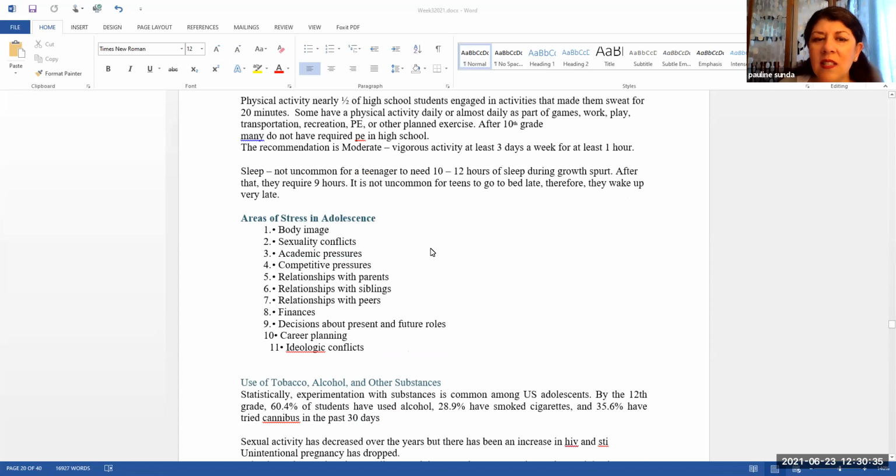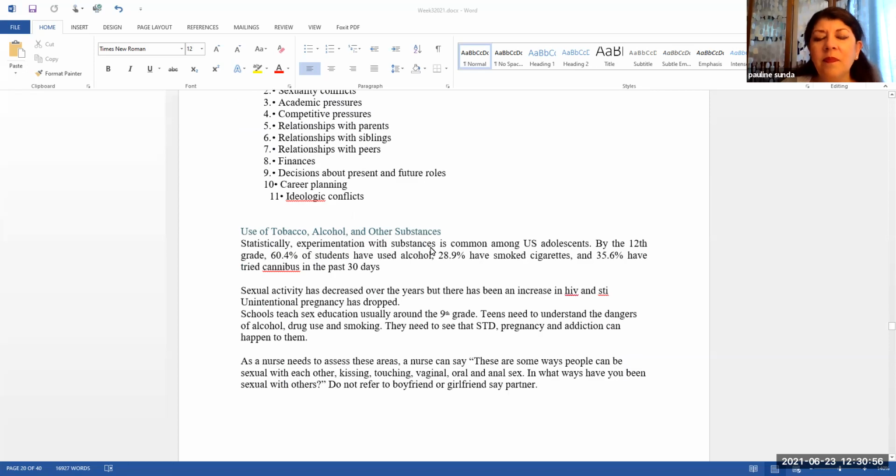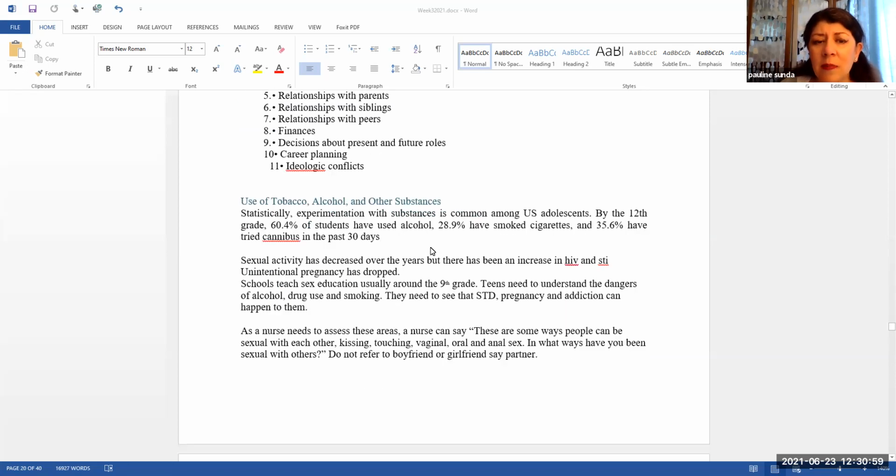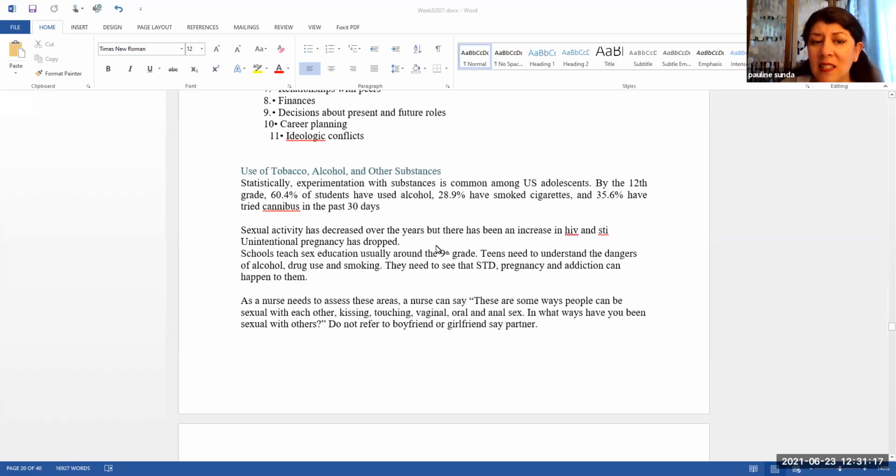Some areas of stress in adolescence include body image, sexuality conflicts, academic pressures, competitive pressures, relationships with parents, siblings, and peers, finances, decisions about the present and future roles, career planning, and then also ideological conflicts. Use of tobacco, alcohol, and other substances. Statistically, experimentation with substances is common among U.S. adolescents. By the 12th grade, 60.4% of students have used alcohol, 28.9% have smoked cigarettes, and 35.6% have tried cannabis in the last 30 days.